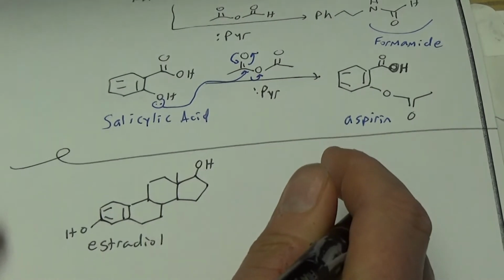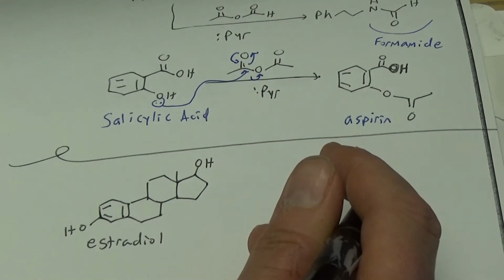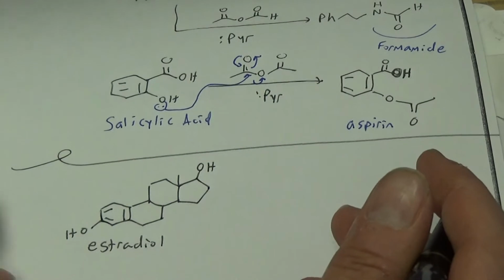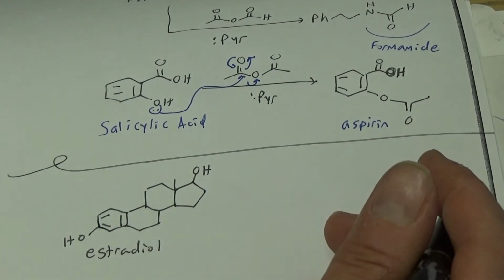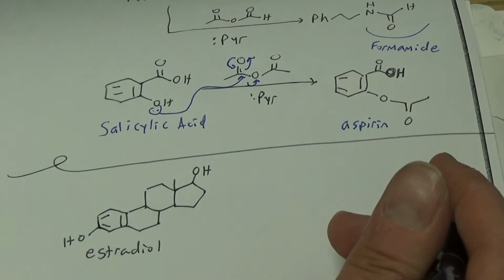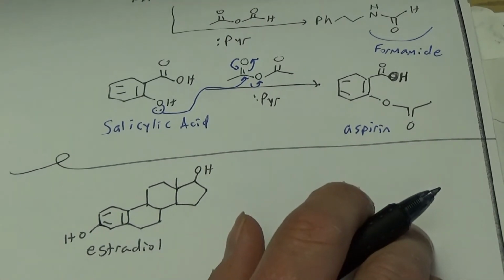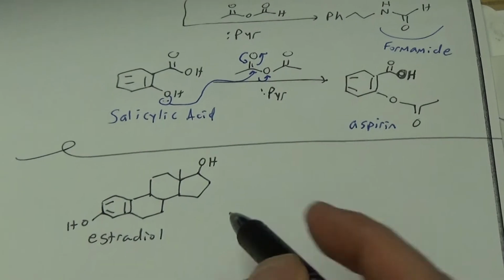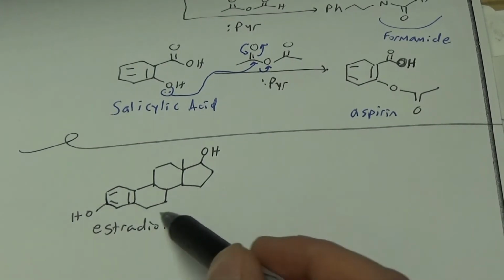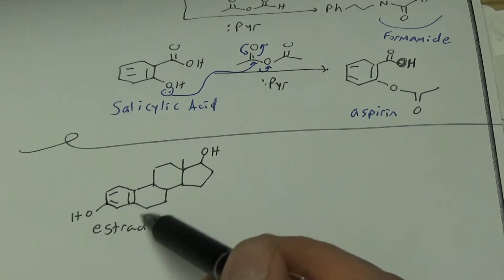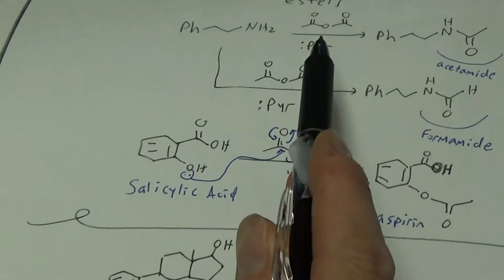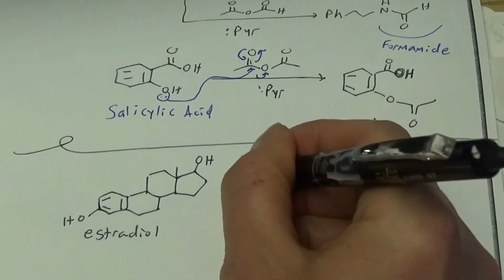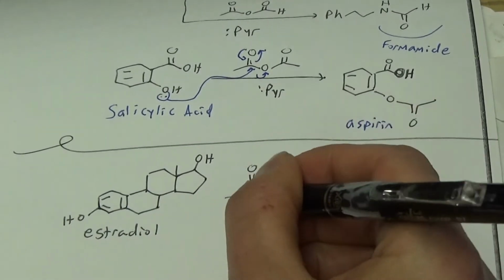It's a female sex hormone, and it controls some of the growth characteristics in females. It's actually used as an estrogen supplement, I guess, in postmenopausal women. There's a lot of biological interest in this molecule. And as organic chemists, we just love reacting reagents like anhydrides with molecules that have alcohols in them. And this is an example of something we can react with acetic anhydride.